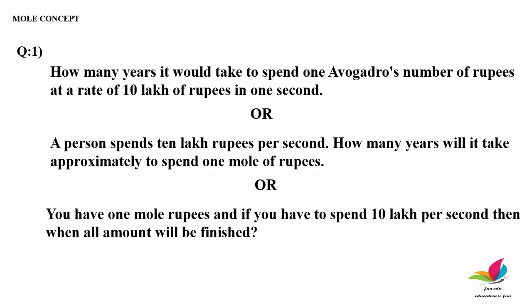So let's start solving the problem. So the first problem you can see here is how many years it would take to spend 1 Avogadro's number of rupees at a rate of 10 lakh of rupees in 1 second. Or a person spends 10 lakh rupees per second, how many years will it take approximately to spend 1 mole of rupees? Or you have 1 mole rupees, and if you have to spend 10 lakh per second, then when all amount will be finished? See, all 3 questions are different, only the mode of asking is different, okay. The question frame was different, but all are same.